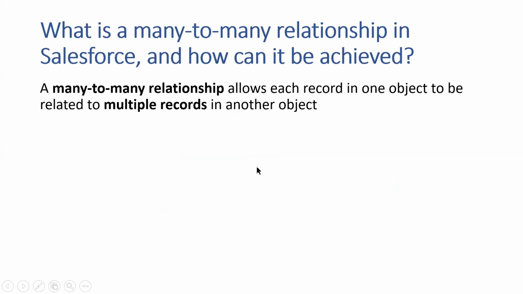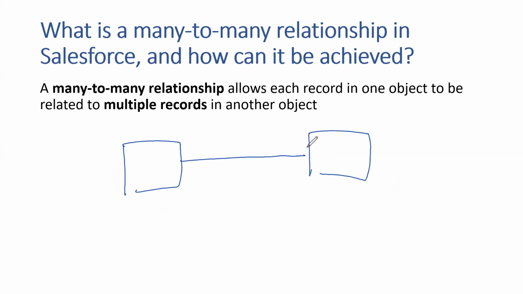Now on to our next question. What is a many-to-many relationship in Salesforce and how can it be achieved? So a many-to-many relationship in Salesforce between the two objects is the relationship where one record is related to multiple records of the other object and vice versa. So this record is related to the multiple records of this object, and this record is again related to the multiple records of the other object. So whenever you have such a relationship, that is a many-to-many relationship.